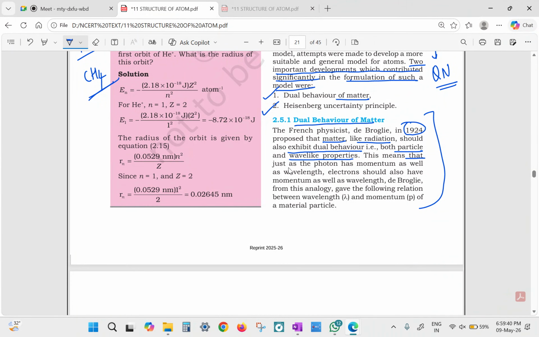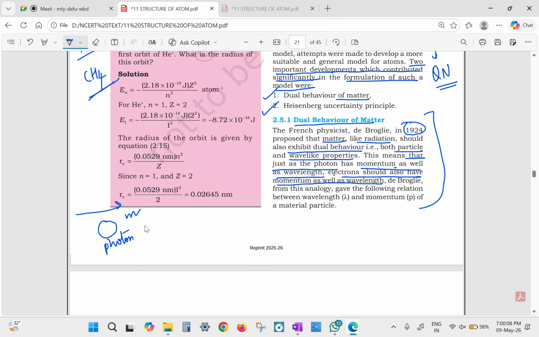Okay, this means that just as a photon has momentum as well as wavelength, electrons should also have momentum as well as wavelength. Photon is what? Energy packet. Light is made up of energy packets called photons. So photons have got some mass. Like photons have momentum as well as wavelength.